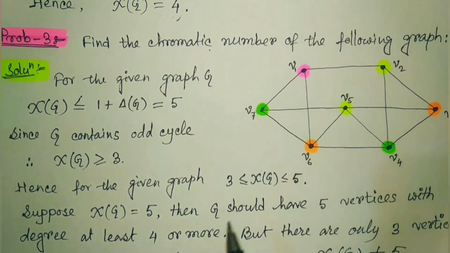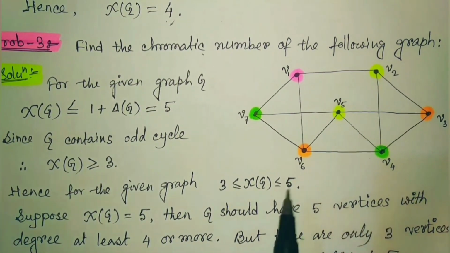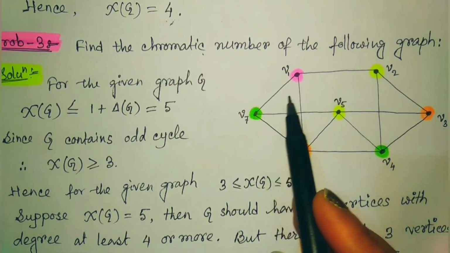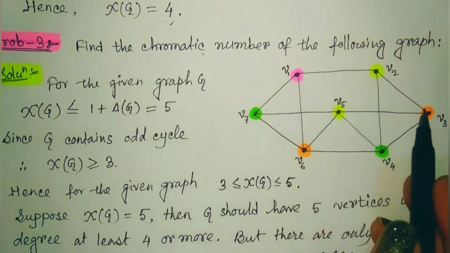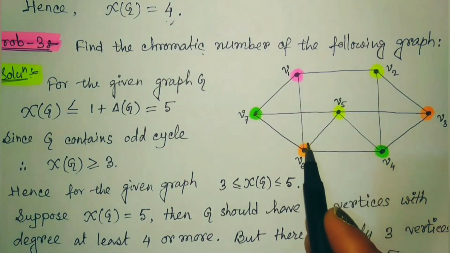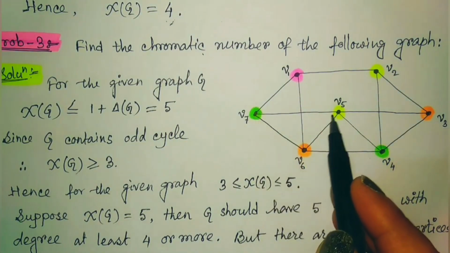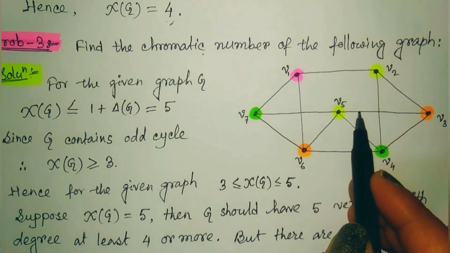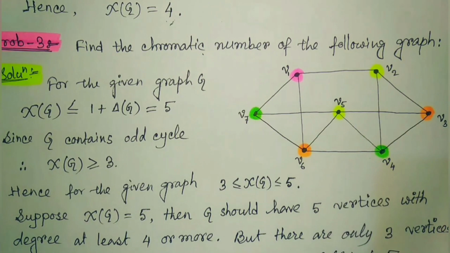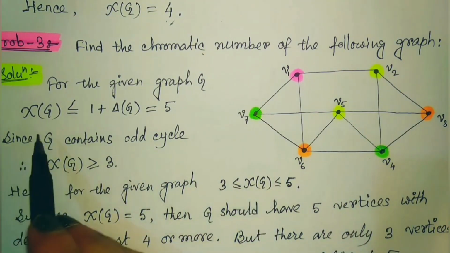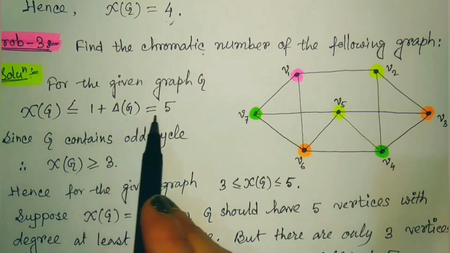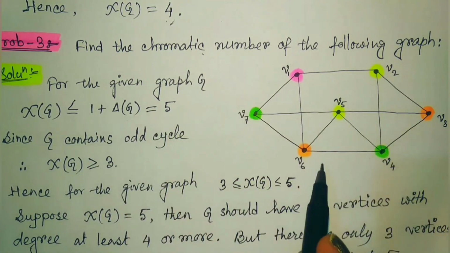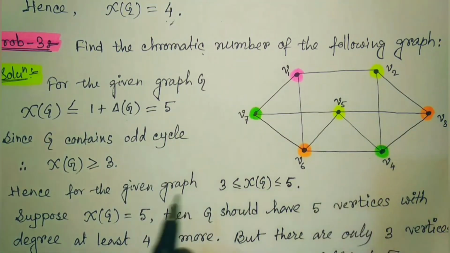So initially, again we should observe the graph very carefully and find the maximum degree first. If we observe the degrees of each vertex, the degrees are 3, 3, 3, then 4, then also 4, 3, and this one has degree 1, 2, 3, 4. So 4 is the highest degree in this graph. According to the property that the chromatic number of G is less than or equal to 1 plus delta G, we get 1 plus 4 equals 5. That means the chromatic number for this graph is at most 5.